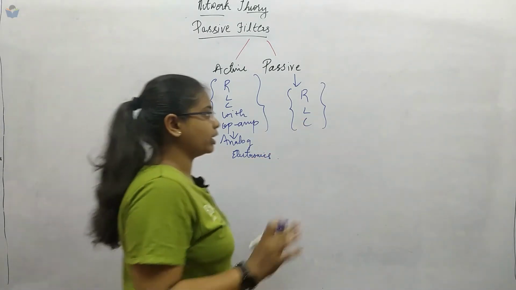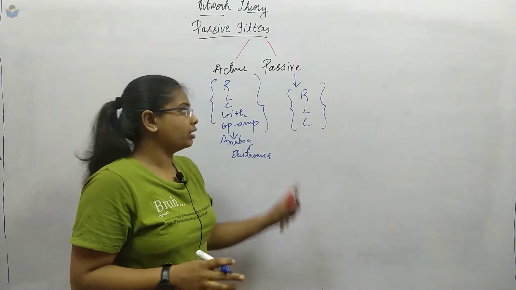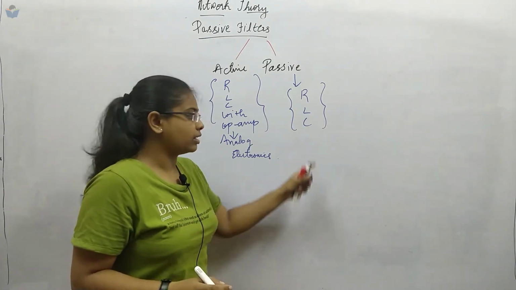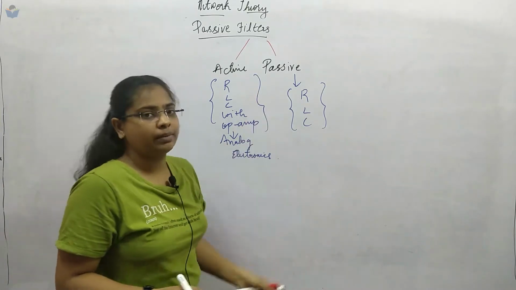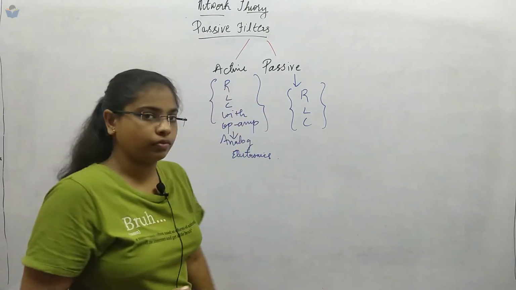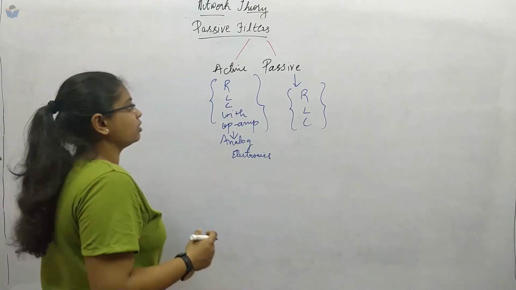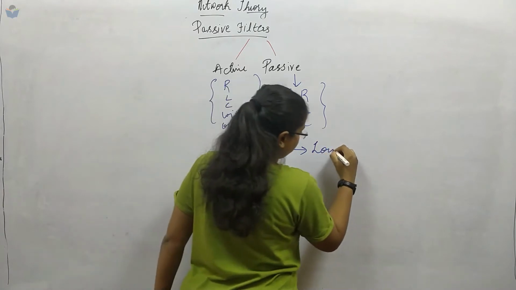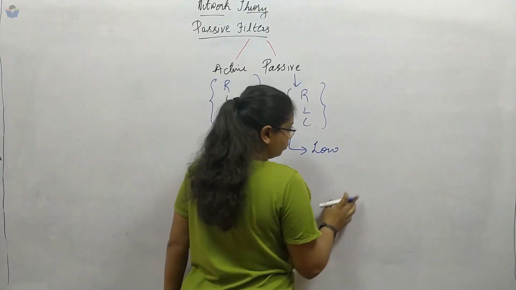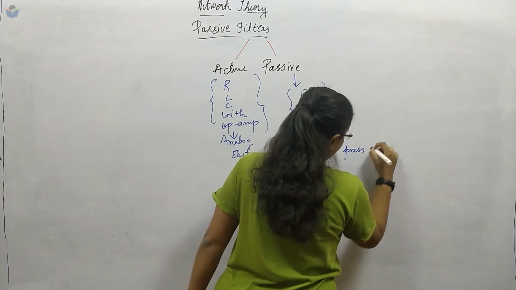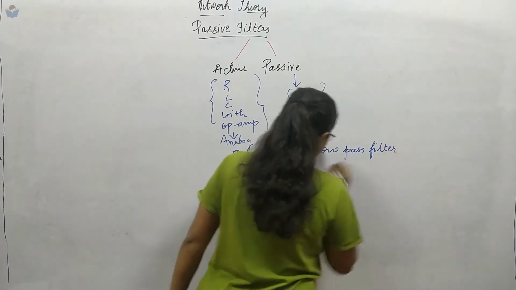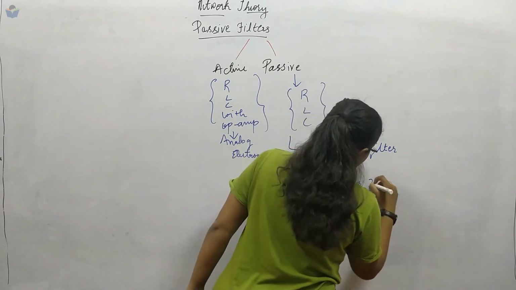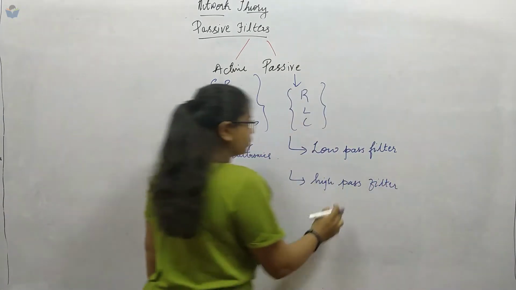From the GATE point of view, for the electrical branch it is very less. They haven't asked questions, but in EC and instrumentation they might ask, especially for the electronics branch. This will be an important topic. 1 mark or 2 mark questions we will be able to see from this section. In passive filters we have got two types of filters. One is the low pass filter, and the second one is the high pass filter. First we will study the low pass filter and then we will go on with the high pass filter.